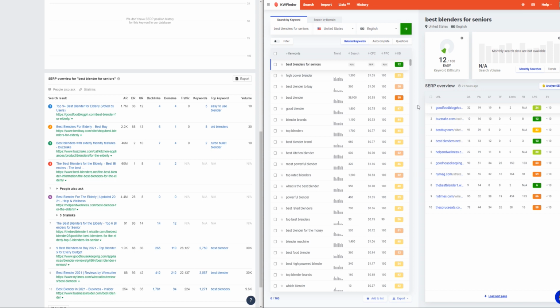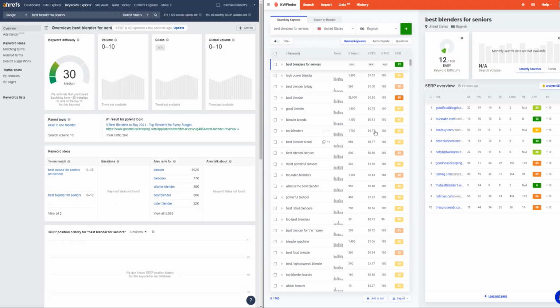Because some of the things here are not on point, even though you can see some high DR sites, most of them don't have something on point about seniors. So I think it's really good how KWFinder seems able to account for that better than even a very expensive tool like AHRefs. Okay, let's go for the next one.